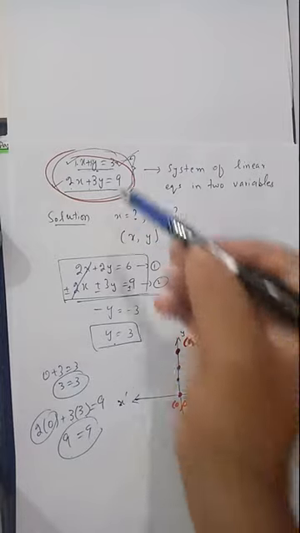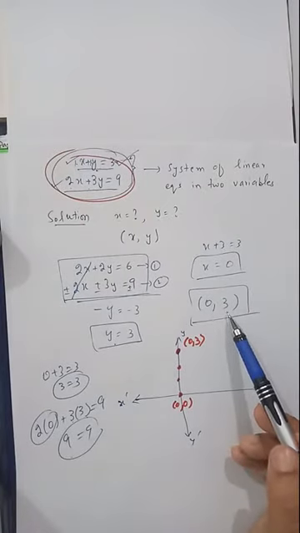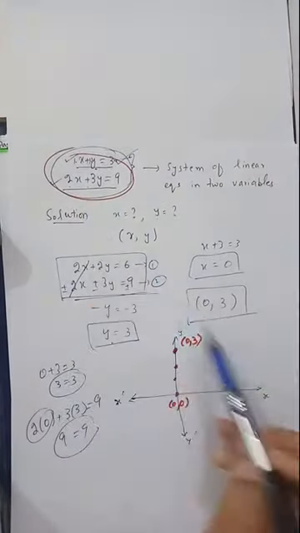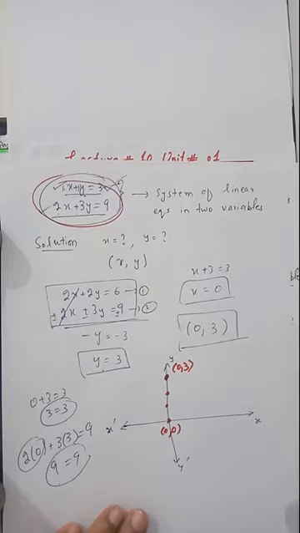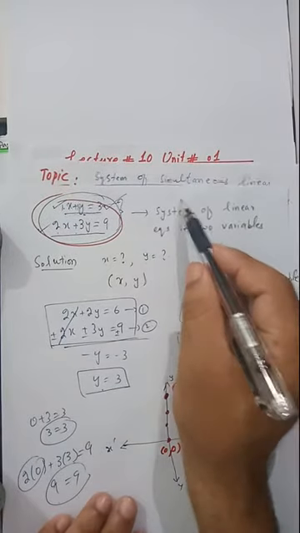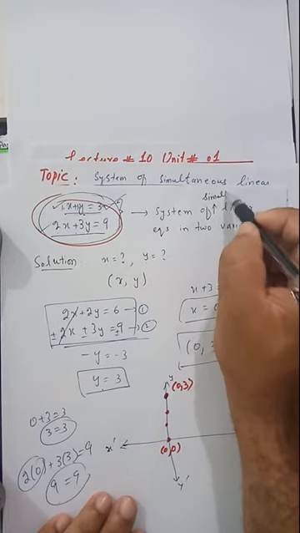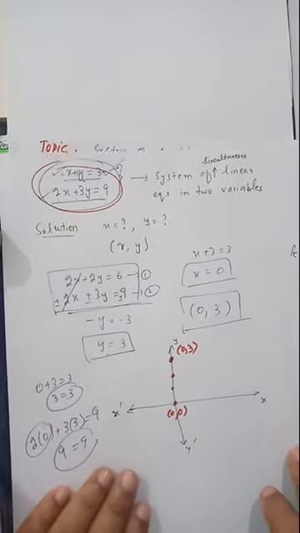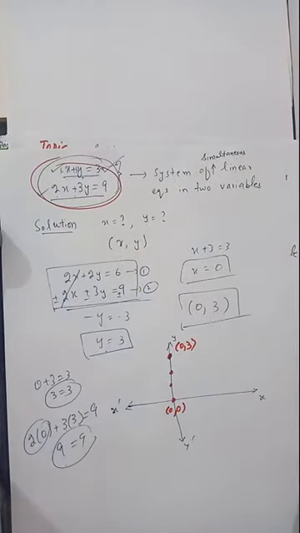So in this case you see that this system is satisfied for a single value of x and a single value of y. Equation number 1 is satisfied for this, and equation number 2 is also satisfied for this. Such systems are called simultaneous. So the full name of this system will be system of simultaneous linear equations in two variables with real coefficients. In this case, the coefficients and the constants are from the set of real numbers.